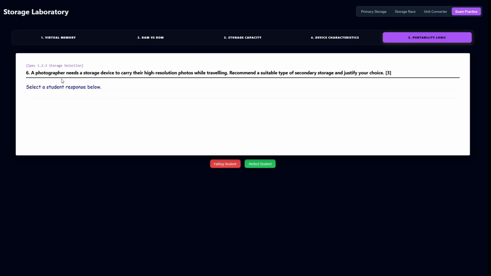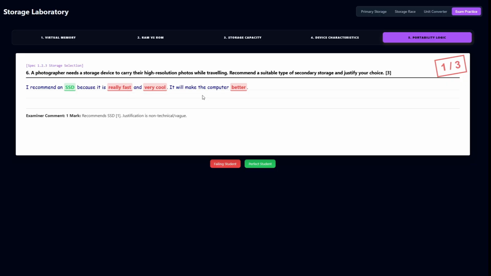Portability. A photographer needs a storage device to carry high resolution photos while traveling. You always see these types of questions where there is a profession and something about someone that's moving or staying still, and you recommend a suitable type of secondary storage and justify your choices. I recommend SSD because it's really fast and very cool. It will make the computer better. Recommends SSD, 1 mark. Justification is non-technical, too vague.